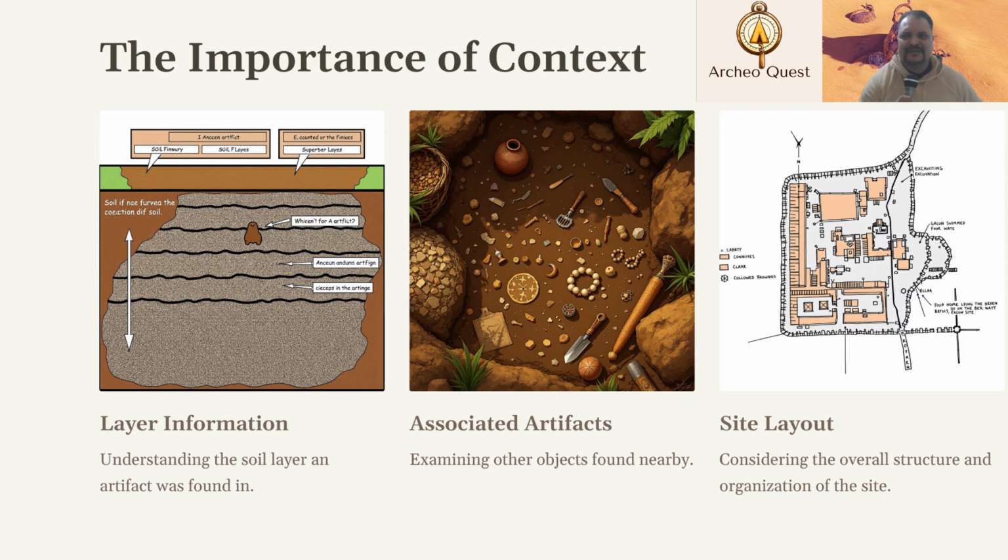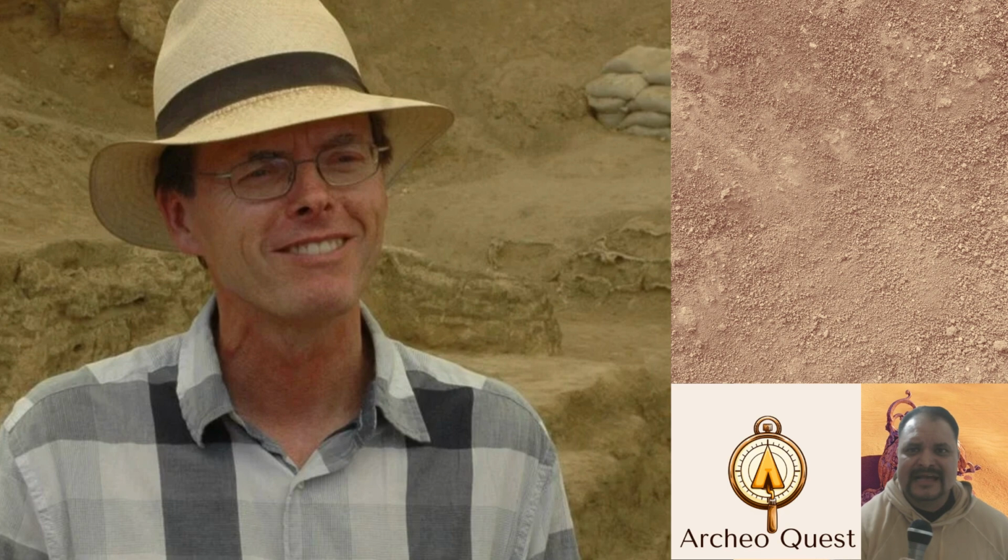For example, if we find a pottery chart in a layer that's known to date to the Neolithic period, we can use this information to date the pottery chart. But if we didn't know the context of the layer, we wouldn't be able to date the pottery chart accurately. As archaeologist Hodder notes, context is not just a matter of where something is found, but also of how it is found and what it is found with.